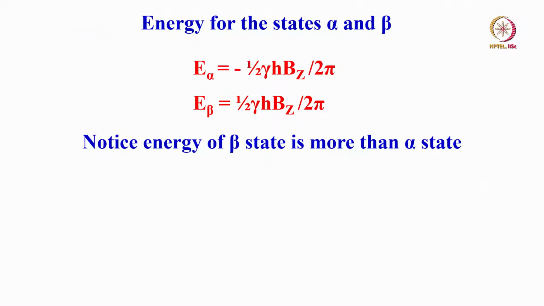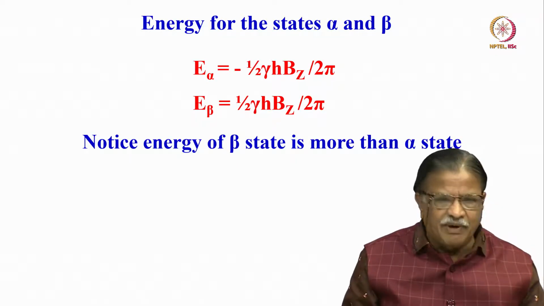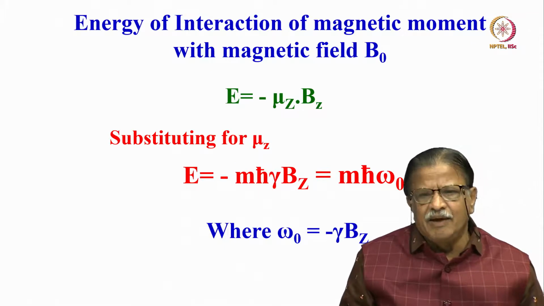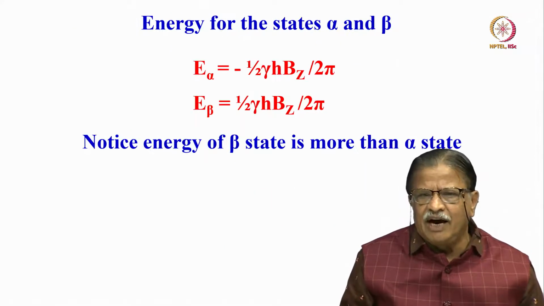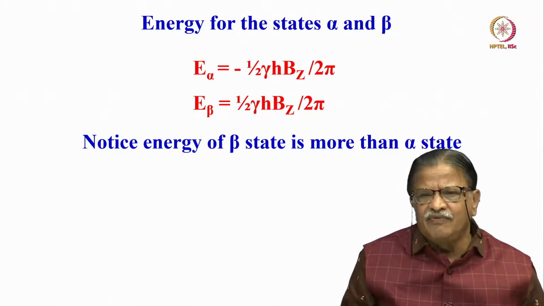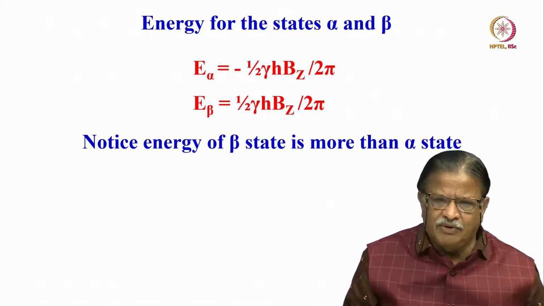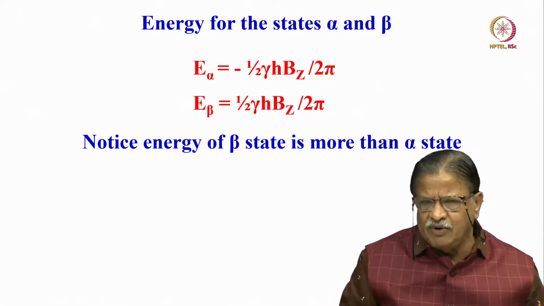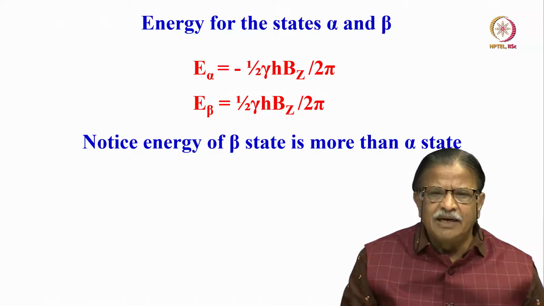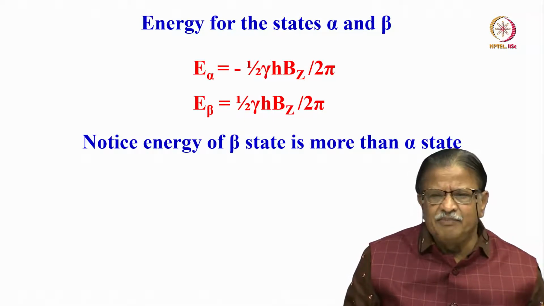Now, for the two spin states alpha and beta, I can resolve them. I can find out E alpha, the energy for the alpha state. We can write it with m equal to half. Go back to the previous equation, see m is equal to half there. So, m equal to half and minus half, you put it: minus half into gamma h cross into Bz over 2 pi. Instead of h cross, I have written h over 2 pi. E beta, same, half into gamma h into Bz over 2 pi.